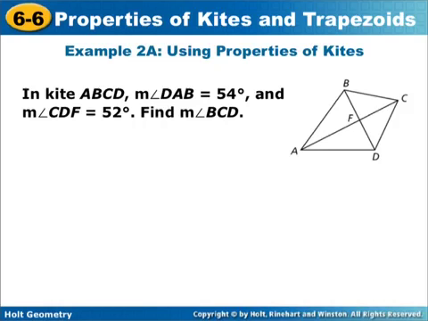Okay. Example 2. In kite ABCD, measure of angle DAB is 54 and CDF is 52. Find angle BCD. Remember I told you with one of these problems, the most important thing to do is to write your measurements on your diagram right away. So angle DAB, again I'm going to trace that, DAB, so you can see the corner is angle A. That means this whole thing is 54.